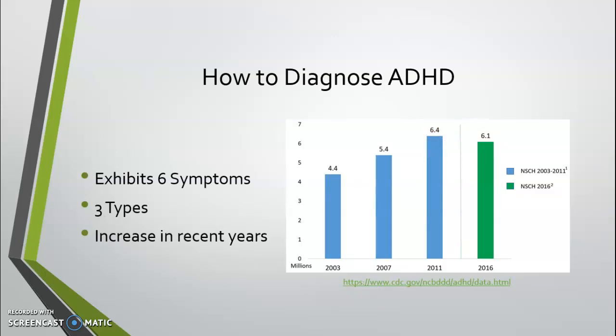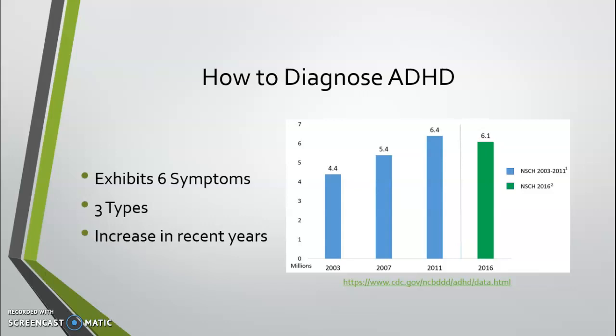So, how does one diagnose a student for ADHD? Well, according to the CDC, six of the symptoms mentioned, either for inattentiveness or hyperactivity, six of them can qualify a student as having ADHD. That said, not all students with ADHD have the same characteristics or degree of behavior because there's three separate types.